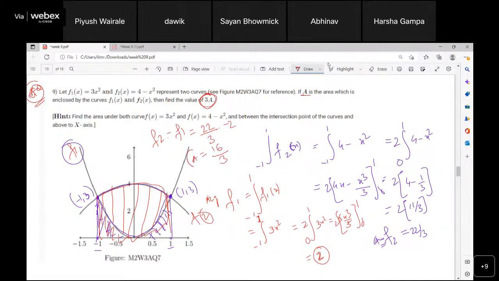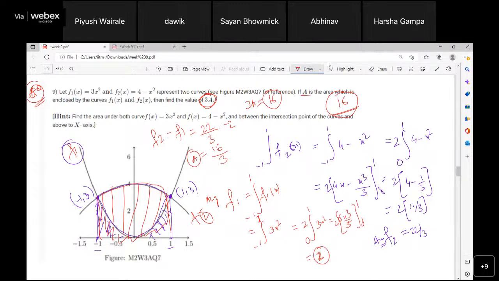This is my area under this curve. Now 3a will be 16, right? So the answer to this question will be 16. So at first you need to find out the intersection point and then find out the area under this curve using the integral. That's it.